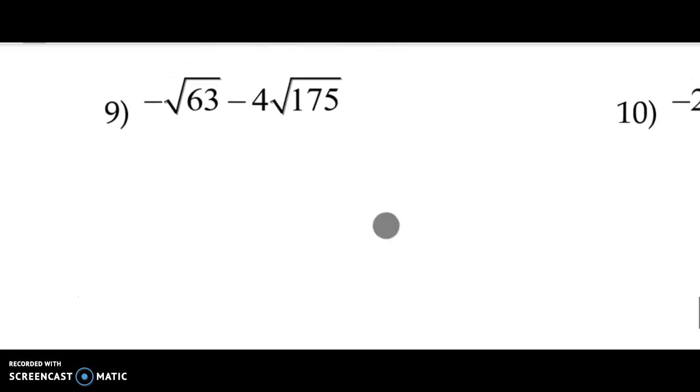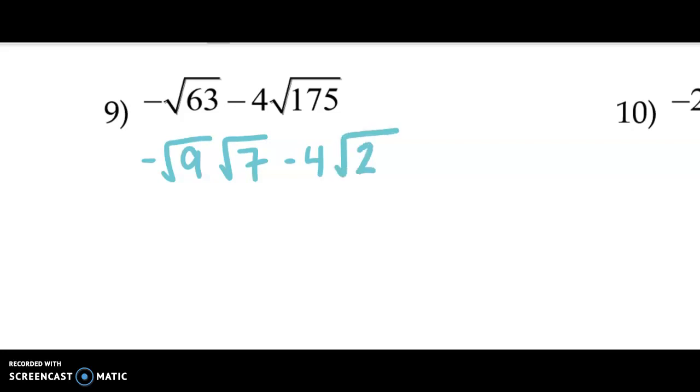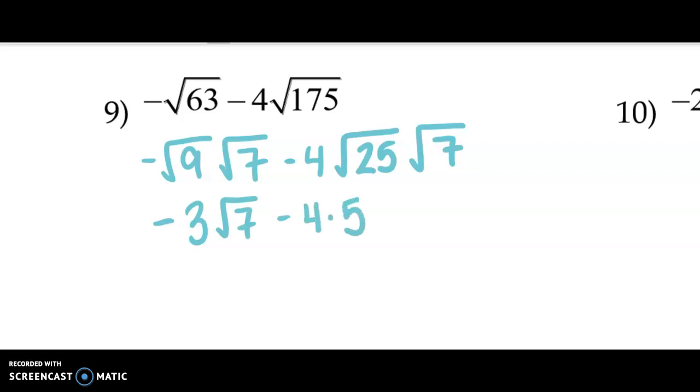Okay, 2 more. Again, I first want to go ahead and simplify as much as I can. So the square root of 63 is the same as, don't forget the negative out front, root 9 times root 7 minus 4 times, and then when I simplify the square root of 175, that is going to be the square root of 25 times the square root of 7. So then from there would be negative square root of 9 is 3 root 7 minus 4 times square root of 25 is 5 root 7. So negative 3 root 7 minus 20 root 7.